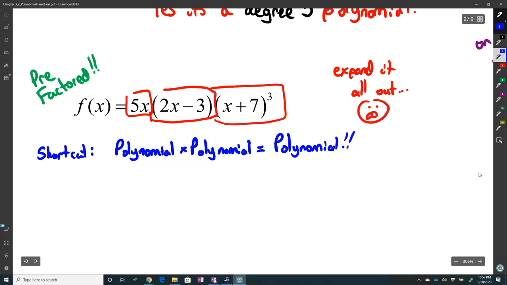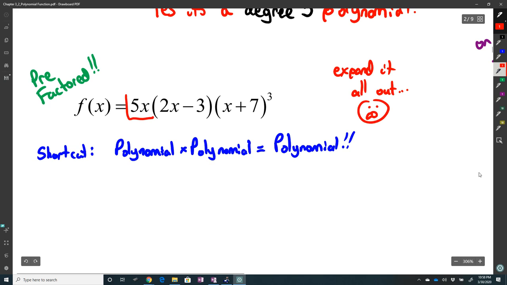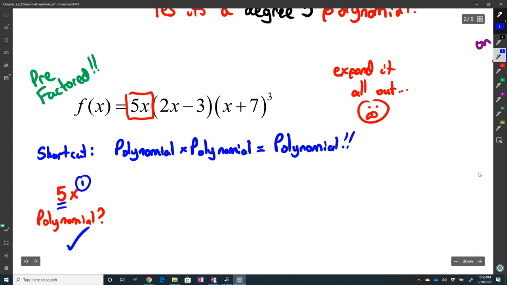Okay? So, looking at this, we're going to start with the 5x. I'll try to use different colors. So, is 5x a polynomial? Well, the exponent is 1. That's a whole number. The number 5, that's a real number. So yes, that's a polynomial.